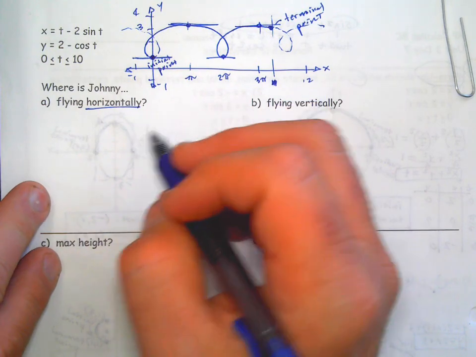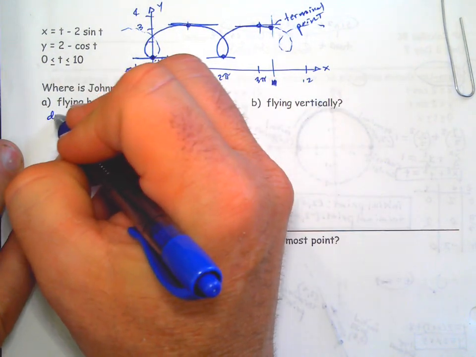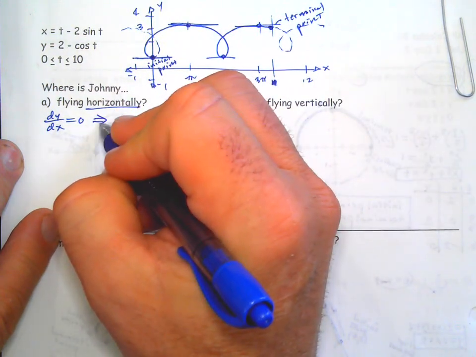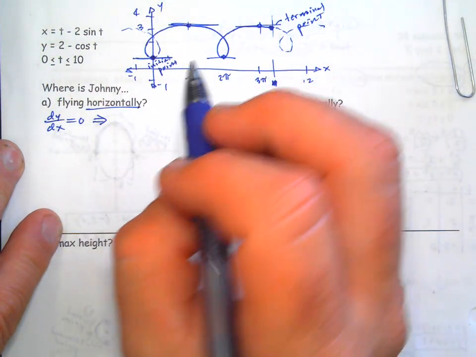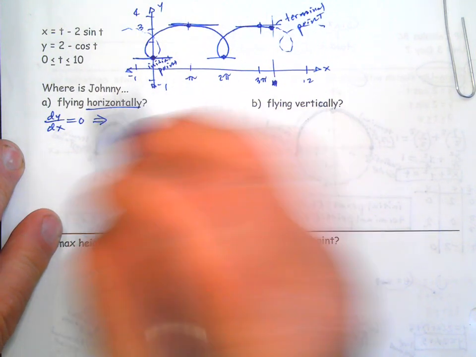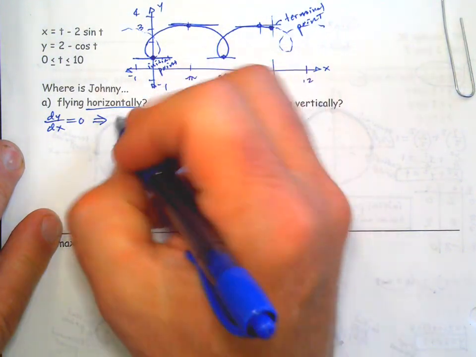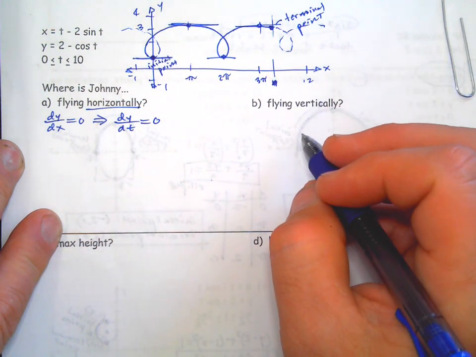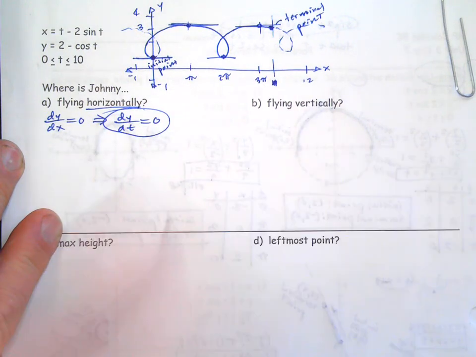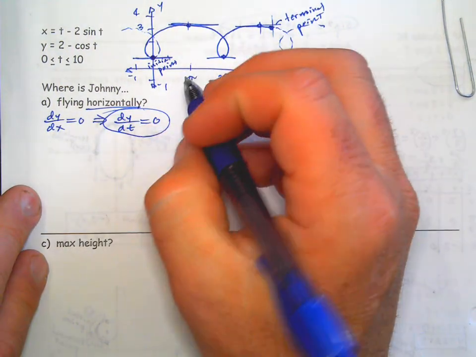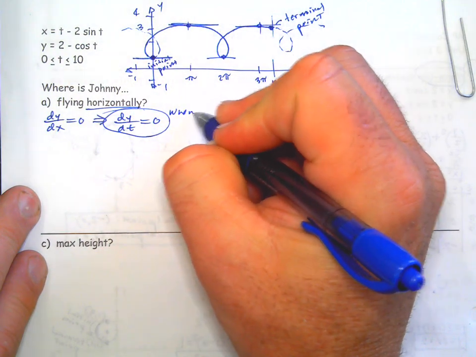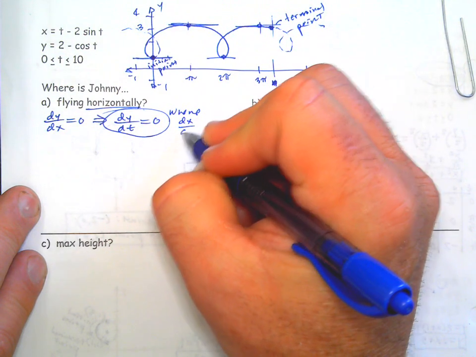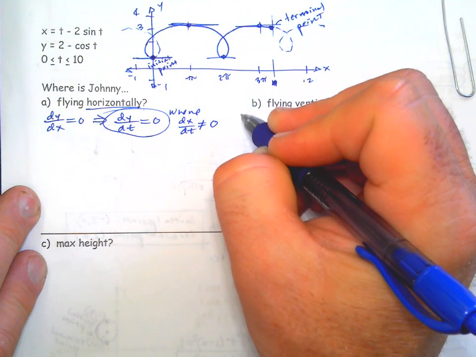Now, how would we figure that out? Well, one way is we could say the slope of the tangent line, dy/dx, would have to be 0. But more specifically, if he's completely horizontal, then dx/dt will have whatever value it has to be, but dy/dt would have to be 0. There couldn't be any change in the y direction. So this is kind of what we're looking for here, right? But you got to watch out. I'll talk about this more later. It's where dy/dt equals 0, but dx/dt doesn't equal 0 at the same time.